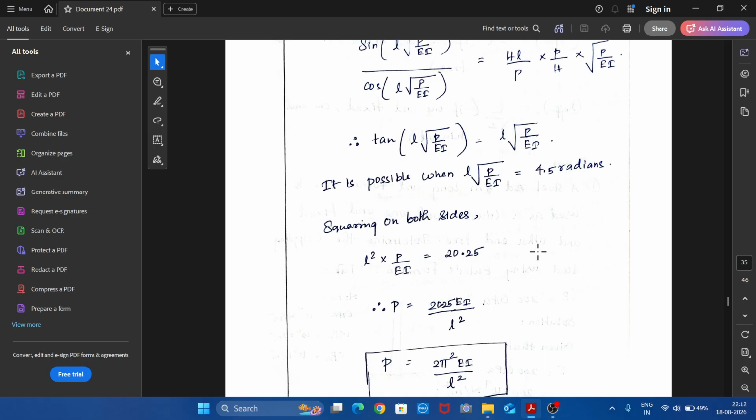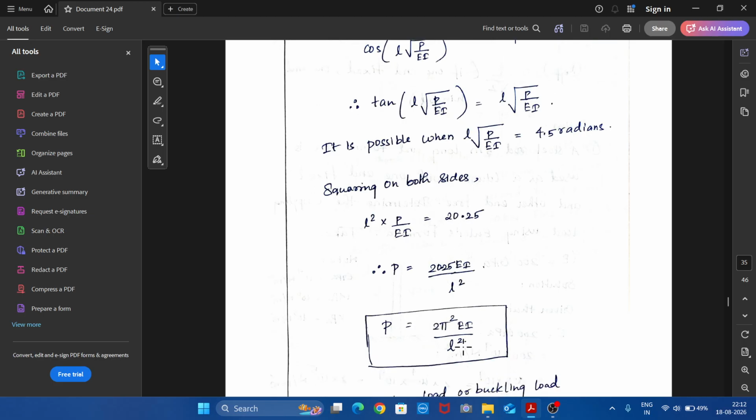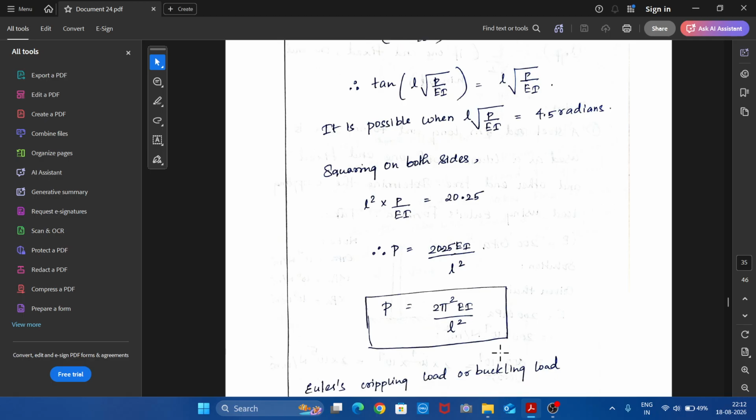and 20.25 shall be replaced by 2 pi squared, because for all the other end conditions we have in terms of pi squared, pi squared ei by L squared, pi squared ei by 4L squared, 4 pi squared ei by L squared. So everything in terms of pi squared, you will express this also in terms of pi squared. Therefore, this will be P equal to 2 pi squared ei by L squared. This is the Euler's crippling load or buckling load for the end condition, one end fixed and other end hinged.